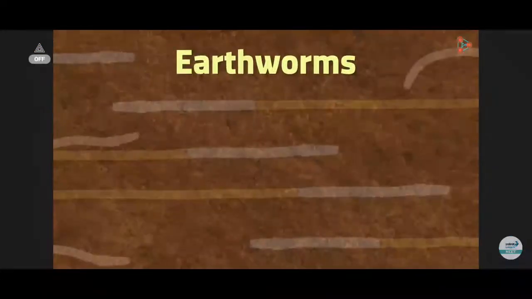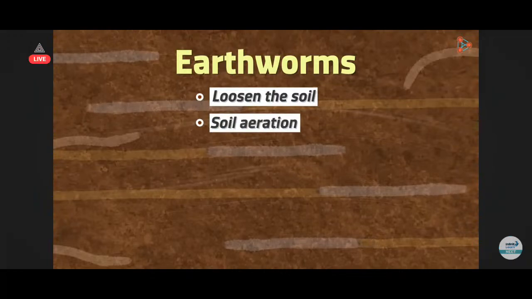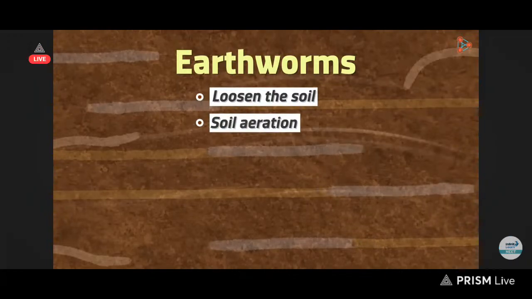Do you know any animals that help? The answer is earthworms. They help loosen the soil and also in soil aeration. Do you know another advantage of loosening of the soil?